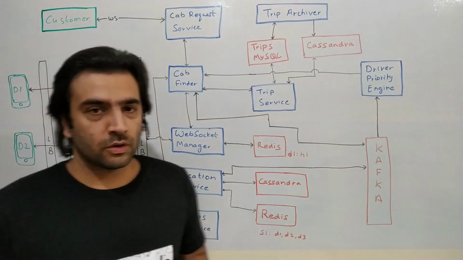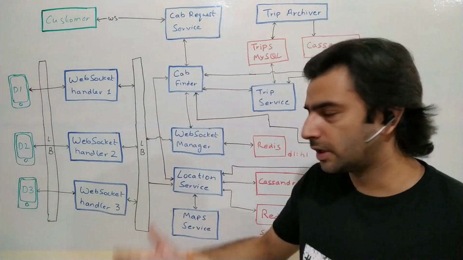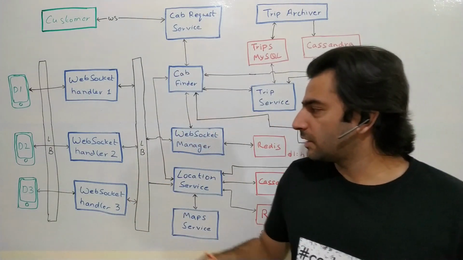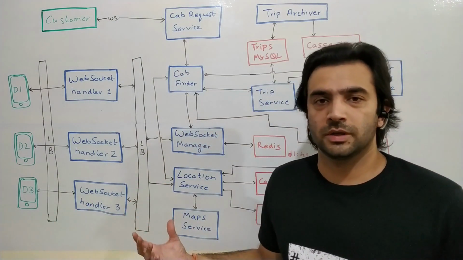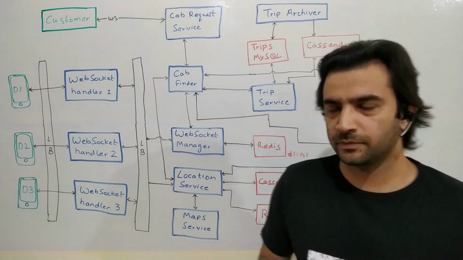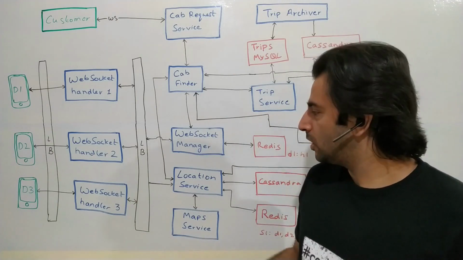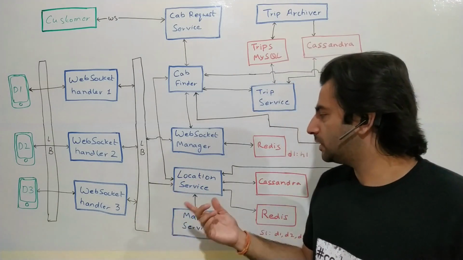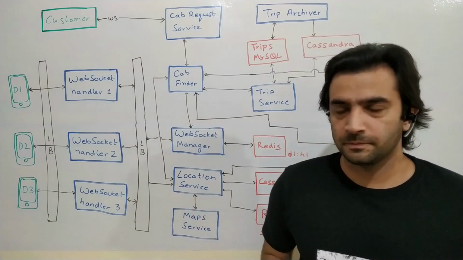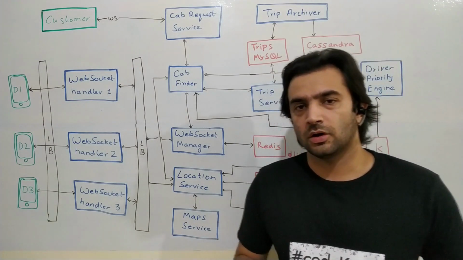Okay. Now coming to other things that this WebSocket is used for. These driver devices send location pings to our backend, let's say every 5 seconds. So every 5 seconds we get a hit about the location information. All the location related information is managed by something called location service. Okay. So it does a lot of things.